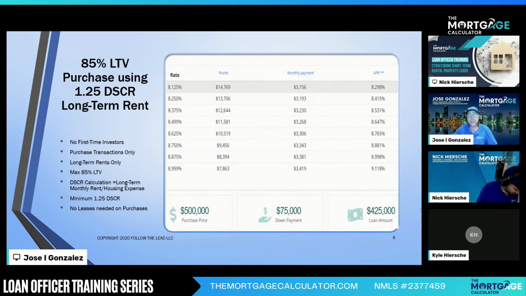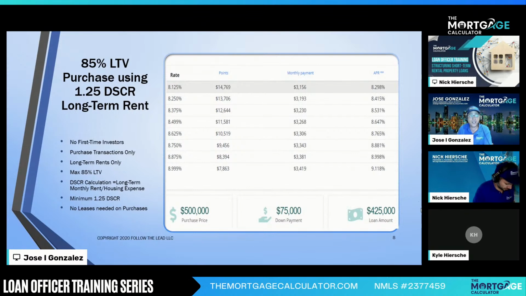So this would allow us then to just say, you know what? We don't have to expand any further in our outlook here. We are good using long-term rents. Our property covers the housing expense at 125% with the long-term rent, and that's it. The only thing to consider at this 85% LTV, which is the maximum, by the way, for a DSCR, is that this is for 1-unit properties only, right? No 2 to 4 units, no first-time investors, right? And purchases only. You're not going to get 85% LTV cash out.